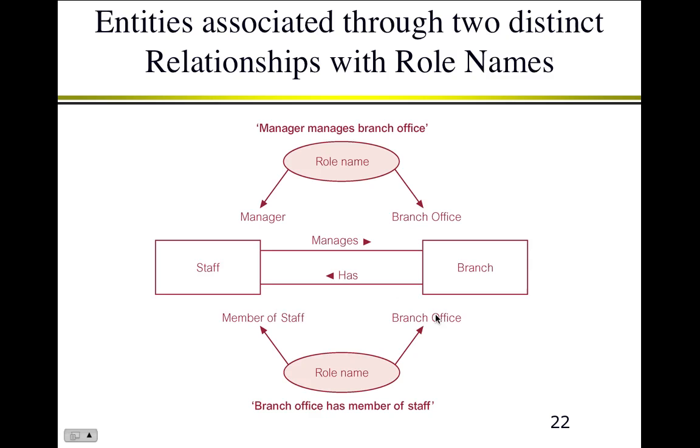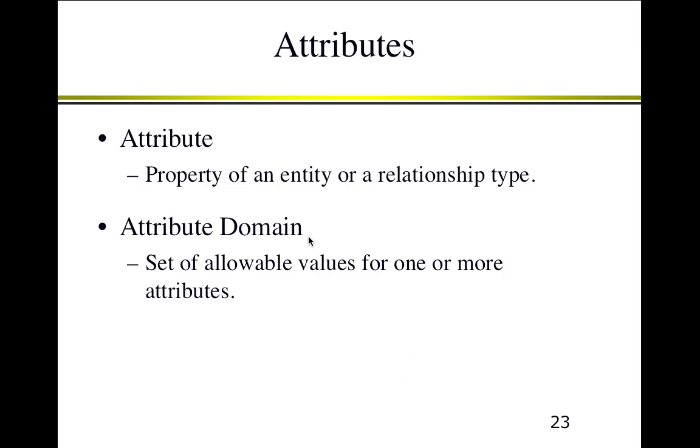And we have a member of the staff, branch office manager, basically giving us the names of the roles that are associated with the relationship. So here we just have two relationships, essentially, with two entities. And I think we started talking about attributes. We got this far, I think.